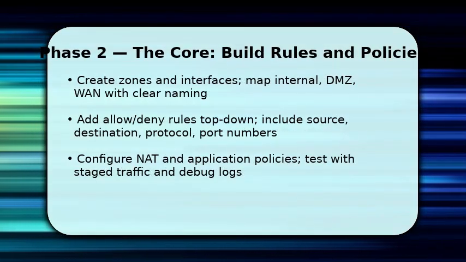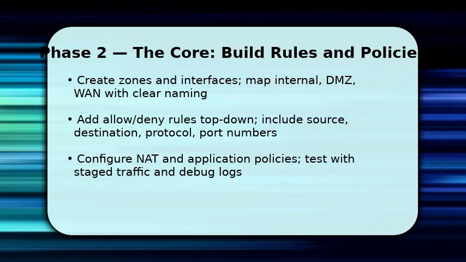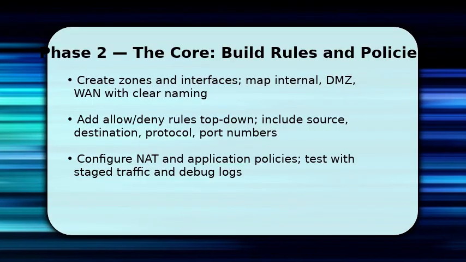Define zones and attach interfaces so traffic flows are explicit. Then add rules in priority order. Place specific allow rules above broader denies and include source, destination, protocol, and port numbers to avoid accidental openings. Configure NAT for services exposed to WAN and apply application-level policies for quiz servers.